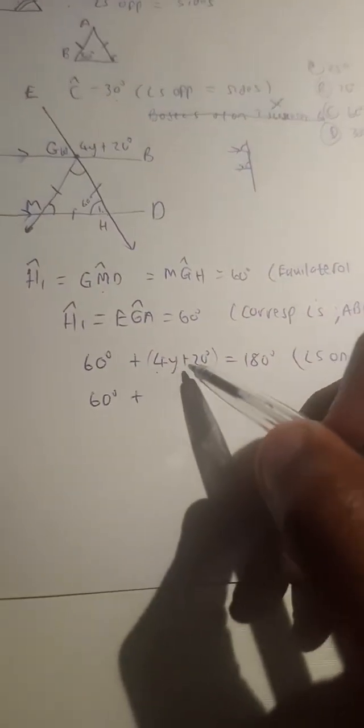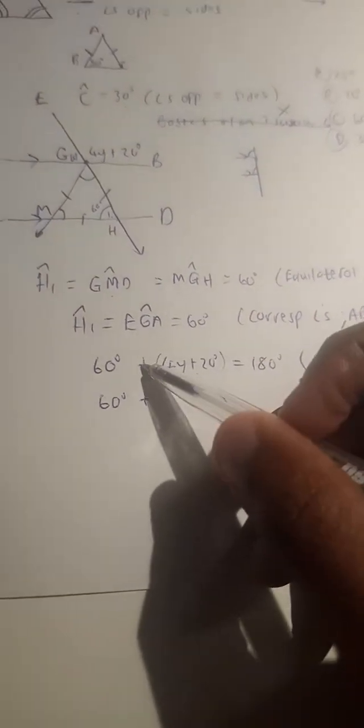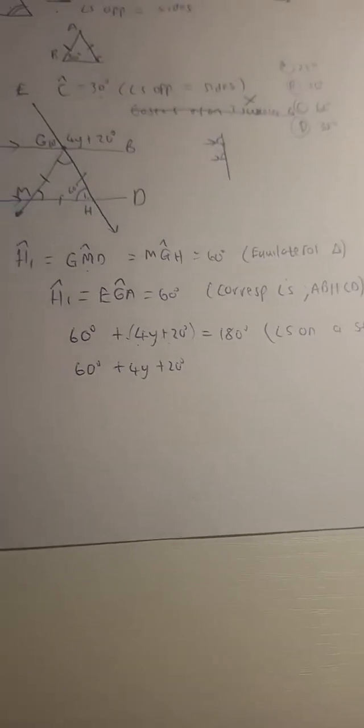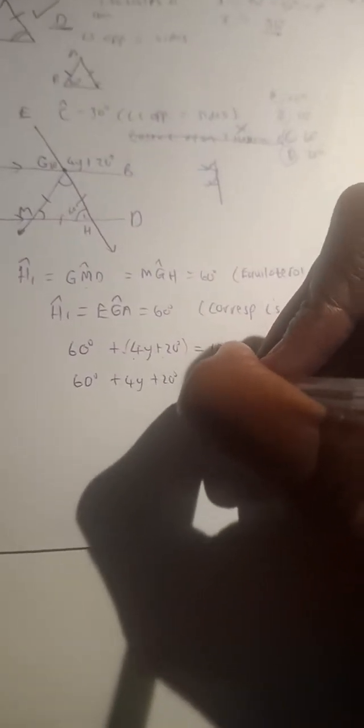So I can say now 60 degrees plus this bracket 4y plus 20. Remember, this is one term. I distribute the plus sign. I have 4y plus 20 because positive times a positive is positive. Positive times another positive is positive, equal to 180.